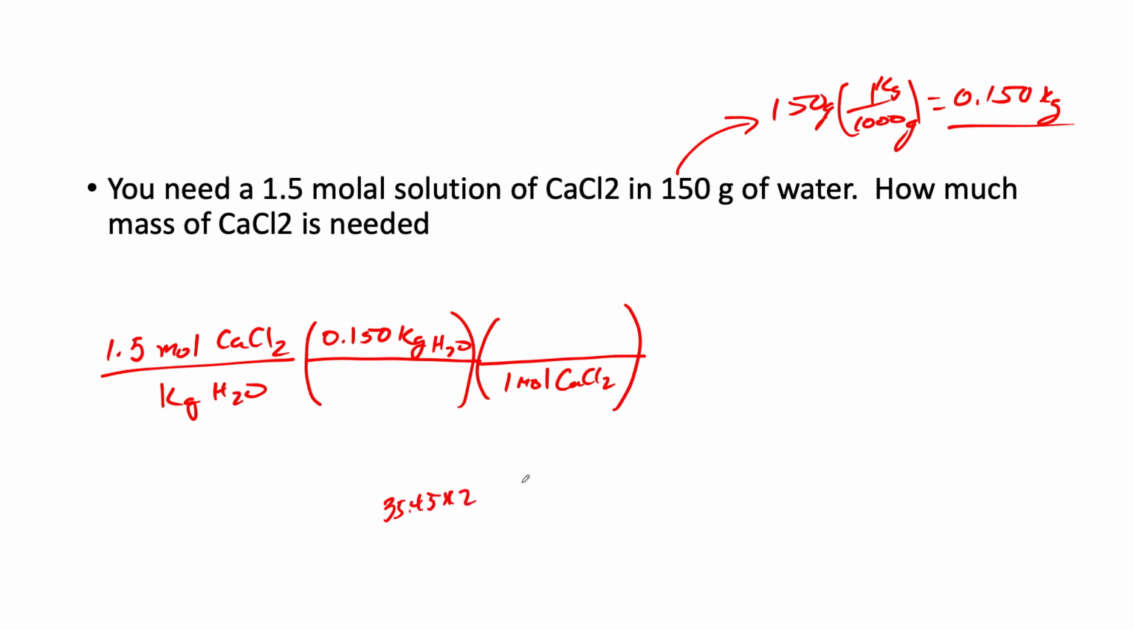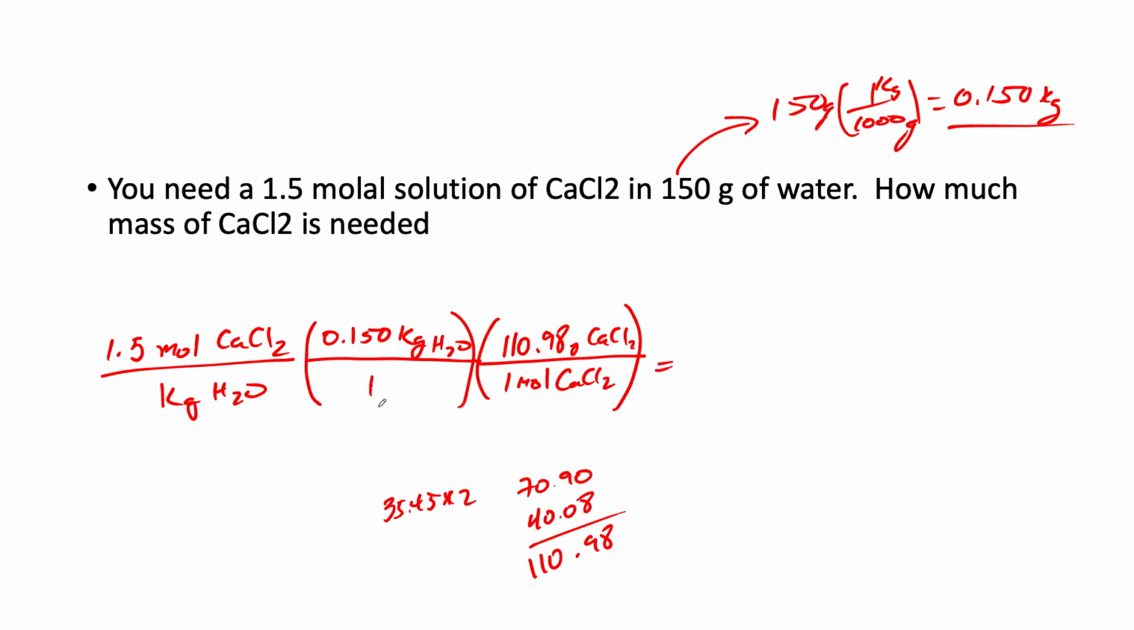That's going to be 70.90. Then calcium is 40.08. Add those together, you're going to get 110.98 grams. So 110.98 grams of calcium chloride per mole. Then you just multiply that through.